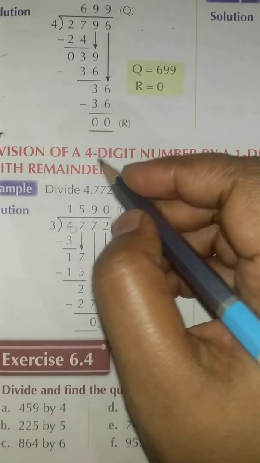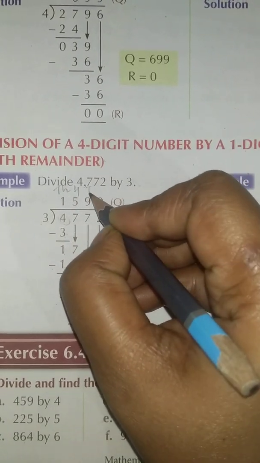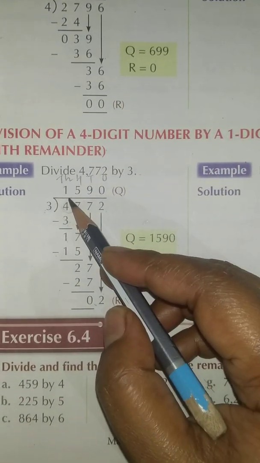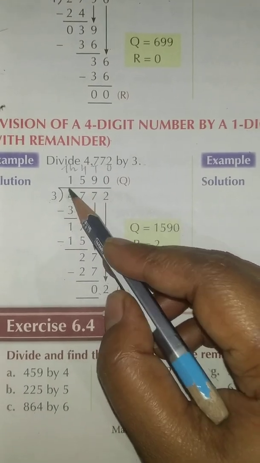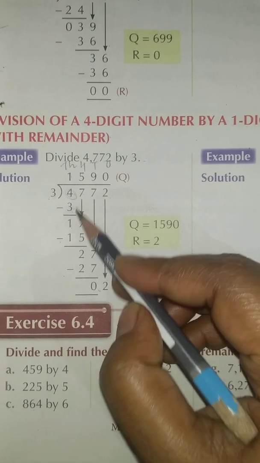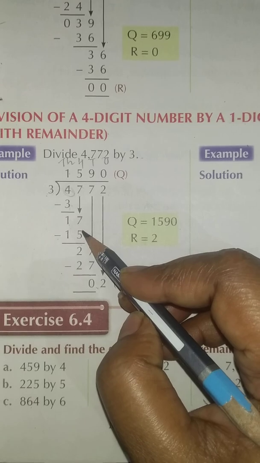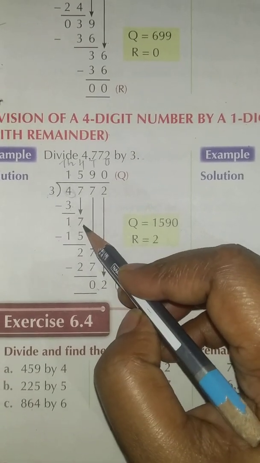As you see, this is a 4-digit number, so this will be thousands, hundreds, tens and ones. In the thousands place we have written 1 in the quotient, then we have subtracted 4 minus 3 and it has become 1 again. In the next line, we have brought down 7 from the hundreds place. Now it has become 17.